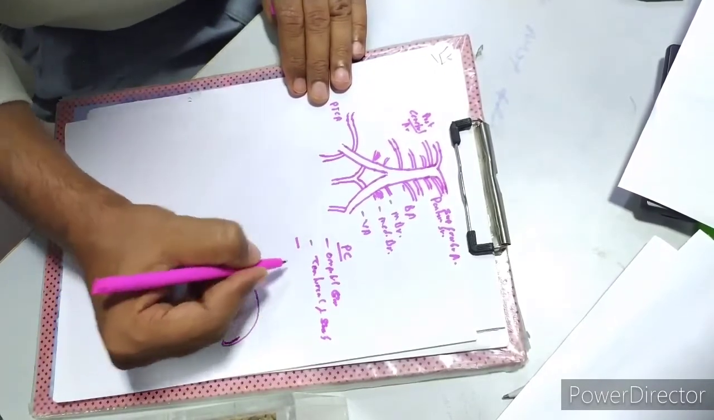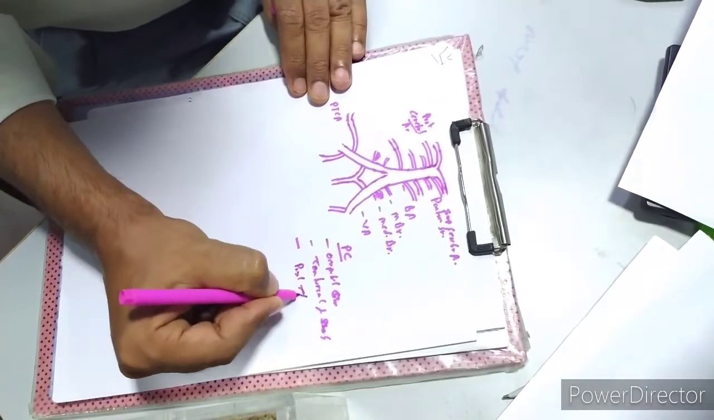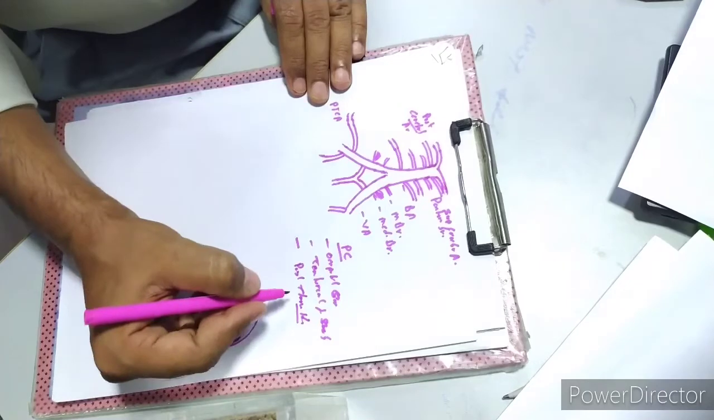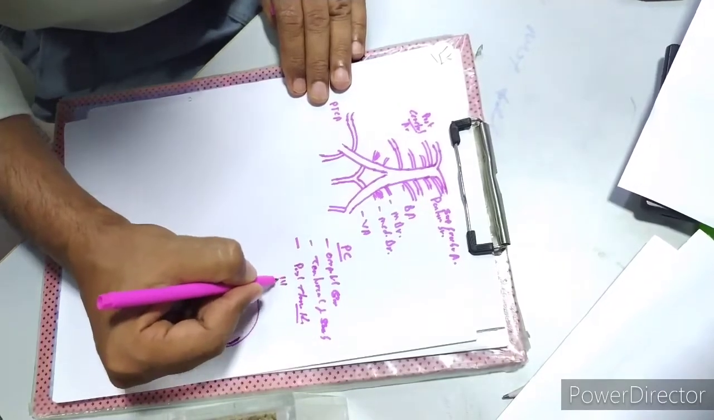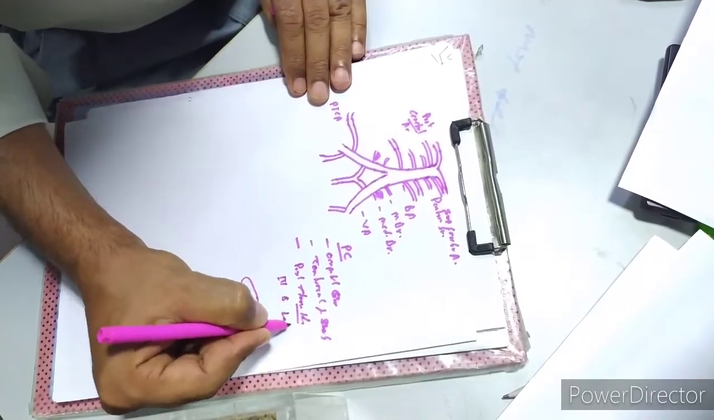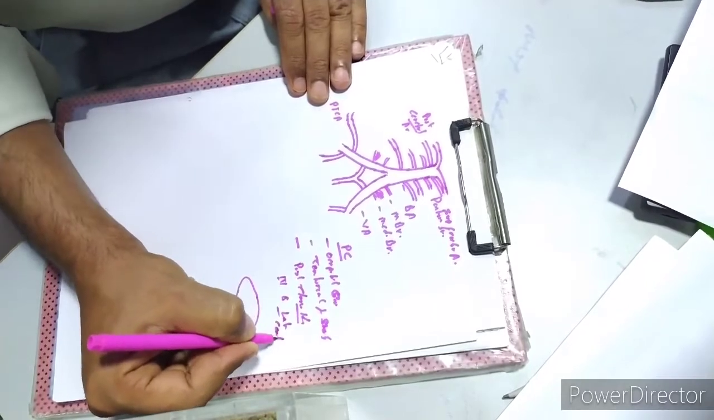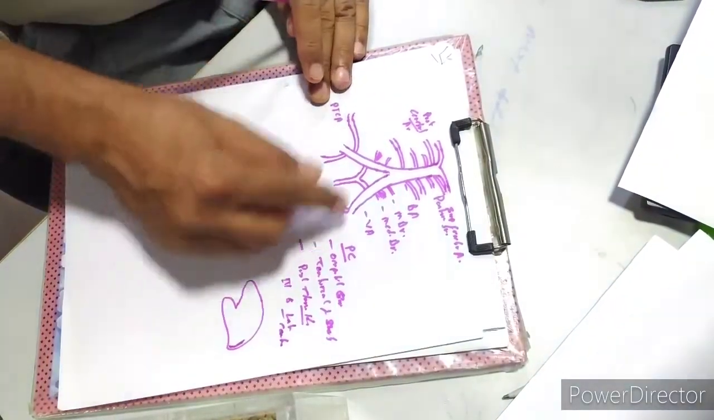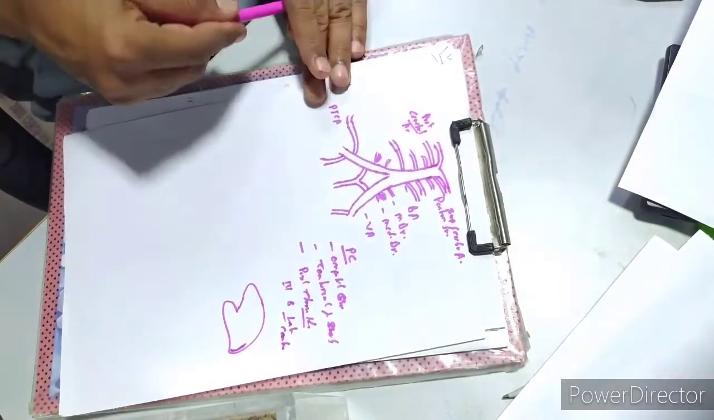Also it gives rise to the posterior choroidal artery for the third ventricle and the lateral ventricle, especially the central part. Clear? So these are the branches of the basilar artery, the vertebro-basilar artery.